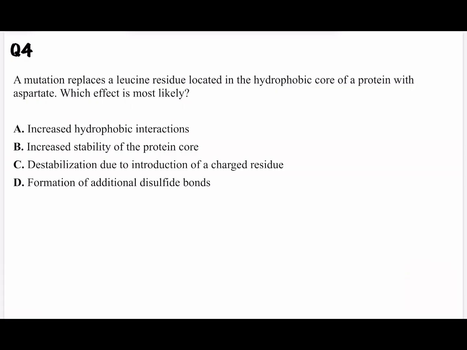All right, moving on to question 4. It reads, a mutation replaces a leucine residue located in the hydrophobic core of a protein with aspartate. So we're taking leucine and replacing it with aspartate in a hydrophobic core. Which effect is most likely? We know roughly that leucine has the R group of CH2, C, CH3, CH3. And we're replacing it with an aspartate, which has the R group CH2C, O, and then a minus because it is acidic.